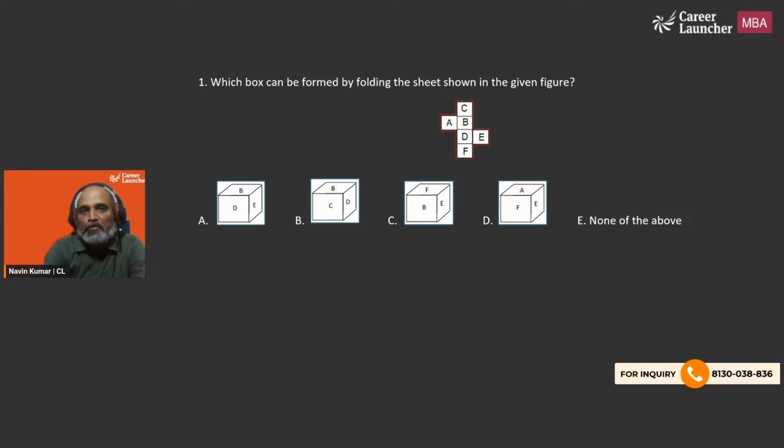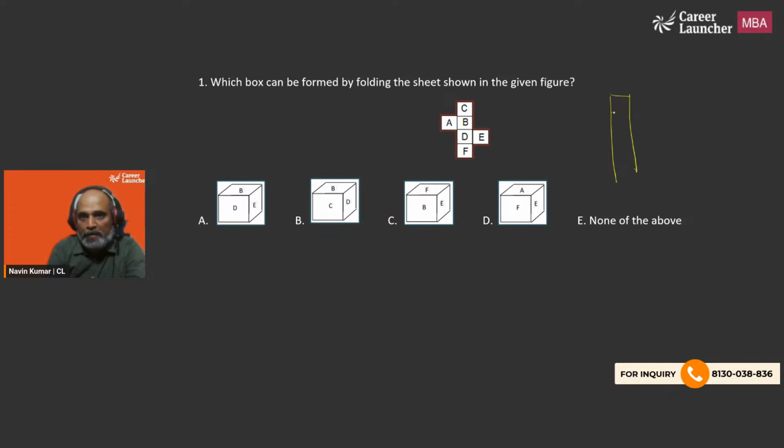So, which box can be formed by folding the sheet shown in the figure below? We have got this particular piece of paper which can be folded to form a cube. Okay, this is one of the many ways by which a sheet of paper can be folded into a cube. So we are supposed to find out which particular shape this will result in, out of the given options.